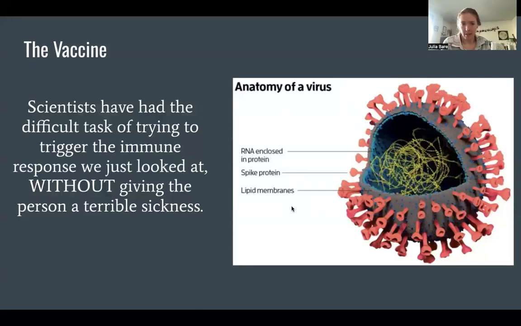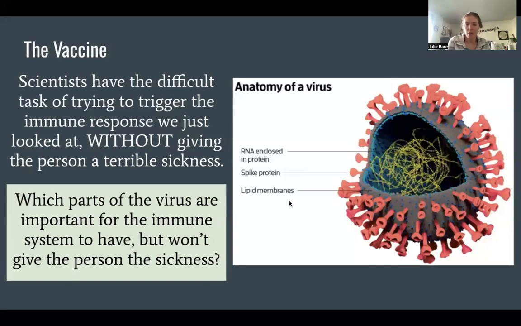Now, let's talk about the vaccine. Scientists have had a difficult time trying to trigger the immune response without hurting the organism, right? Without giving a person a terrible sickness. So how do we do that? How do scientists do that? Let's consider this question. Which parts of the virus could you use that are important for the immune system to have access to, but won't give the person the illness?